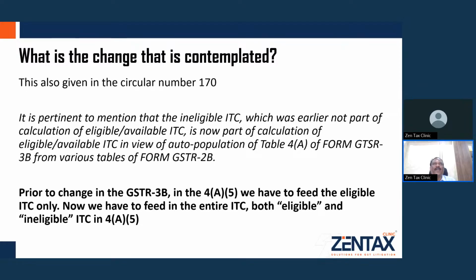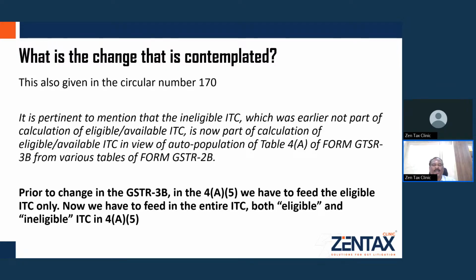See, earlier we had to give it in 4A5. 4D1 earlier contained the details regarding 17.5. You would give the ineligible ITC under 17.5 in 4D1, but you would calculate only the eligible amount in 4A5. This situation has been completely changed. So kindly note, this is an important change.